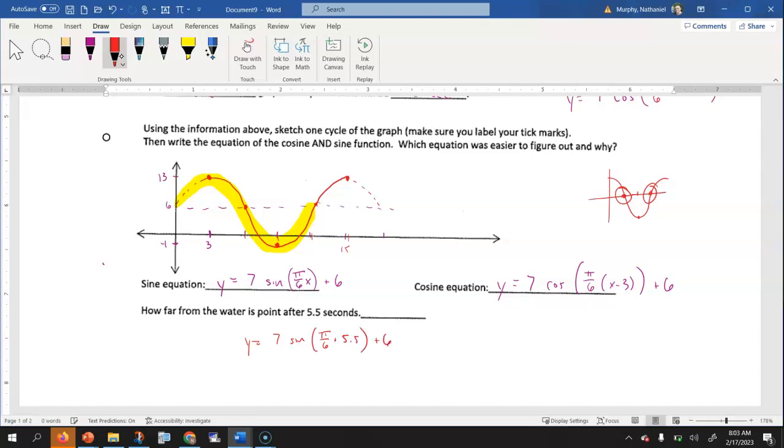So this will just be a matter of plugging it into your calculator. Make sure your calculator is in radian mode. And then when you do that, you should get 7.8 feet. Or if I use the cosine function, I would get the same exact answer. So that's how you're going to do question number 1 from that worksheet.